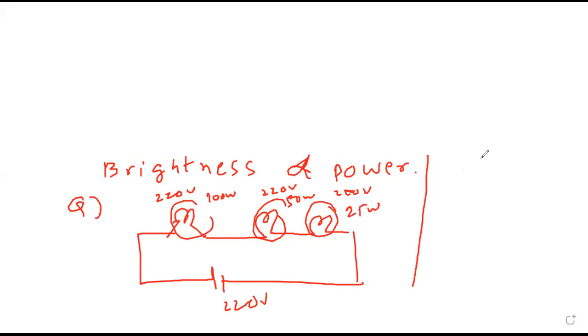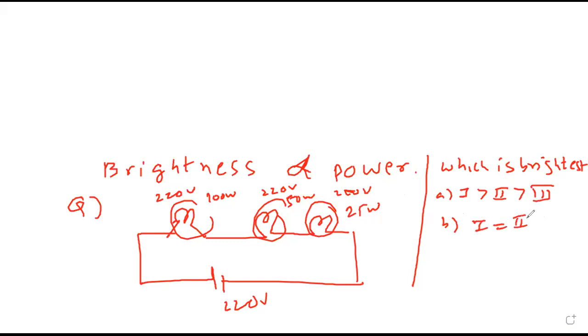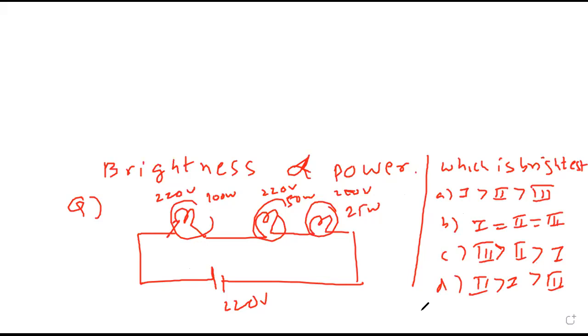Question is, which is brightest? Is it one brighter than two, brighter than three, first option, or all are equally bright, second option, or third is brighter than second, brighter than first, or second is brighter than first, brighter than third. Just copy the question, then I'm explaining.